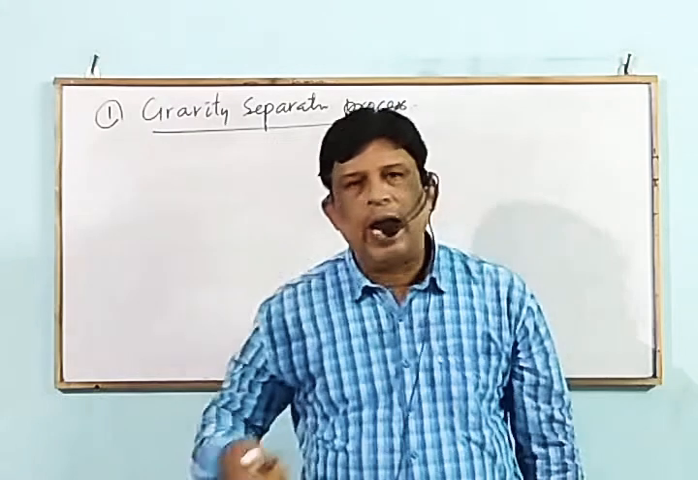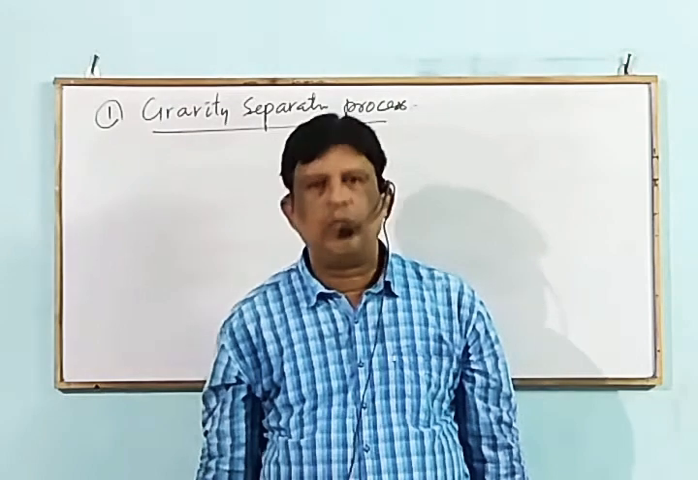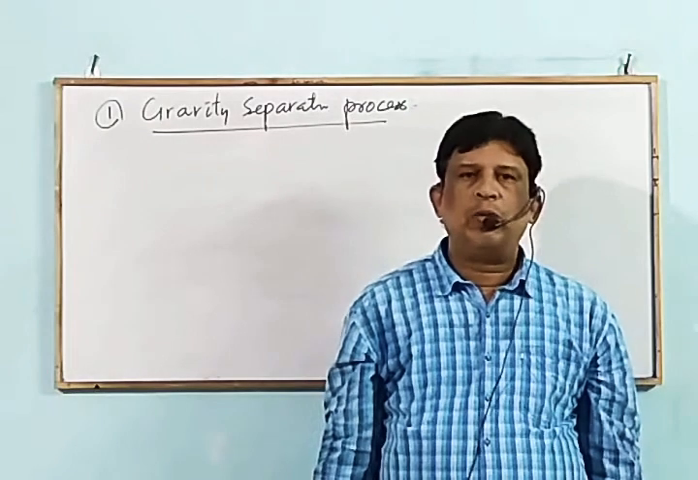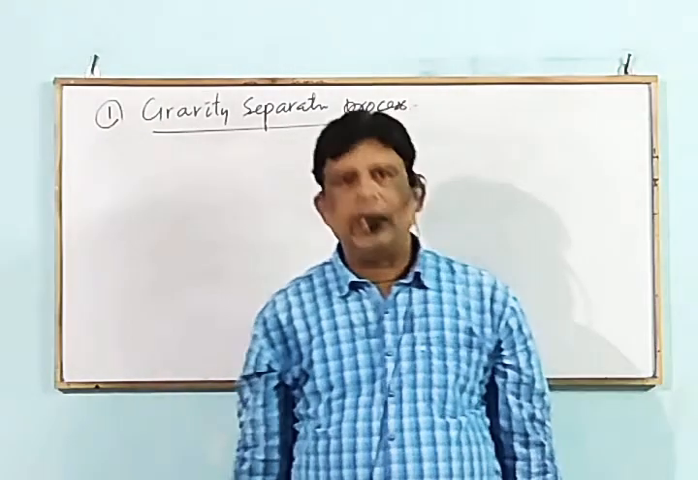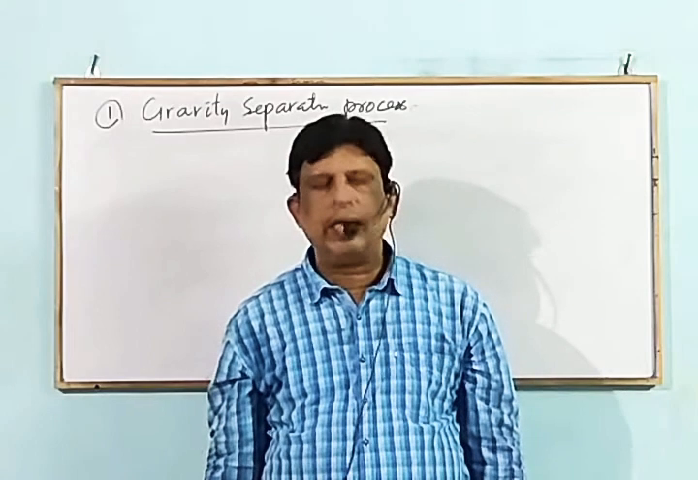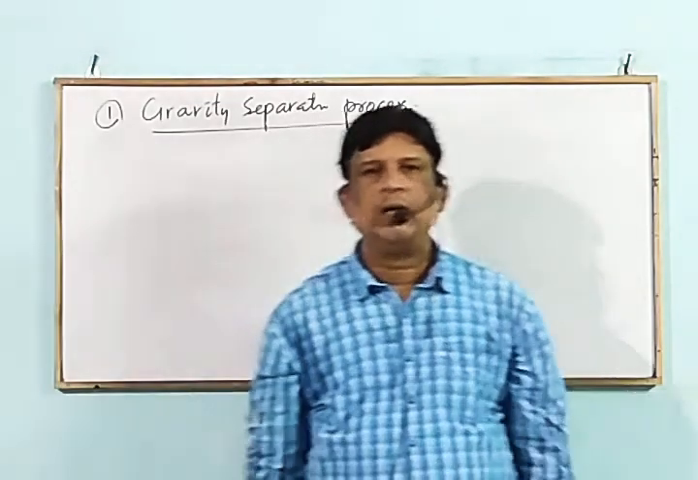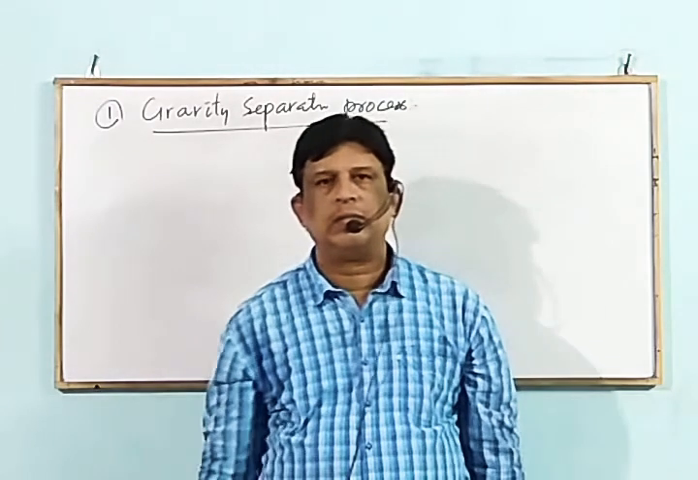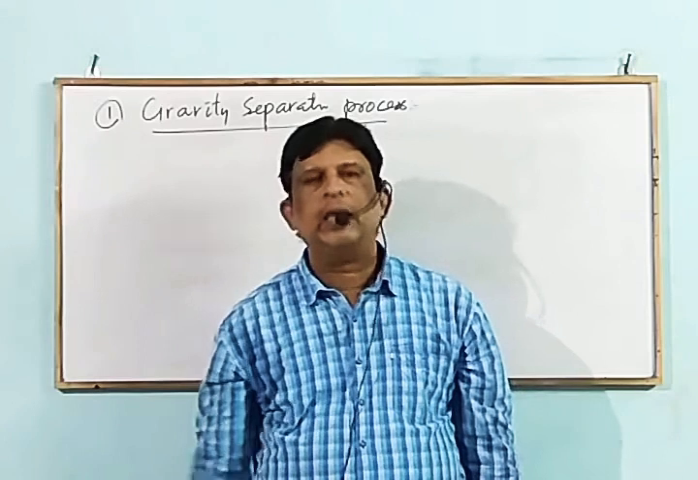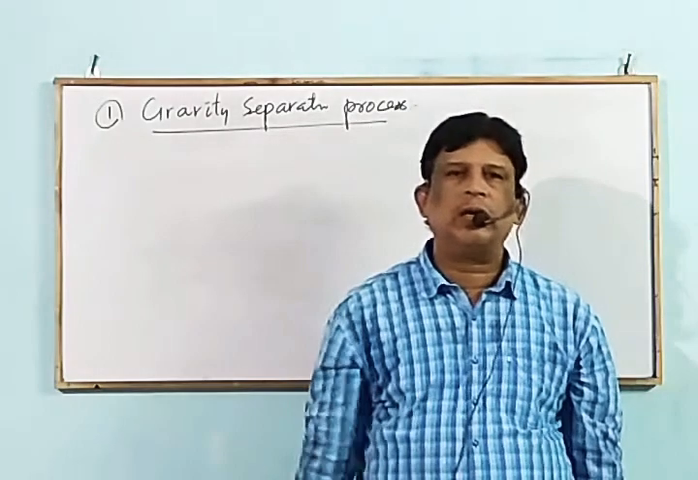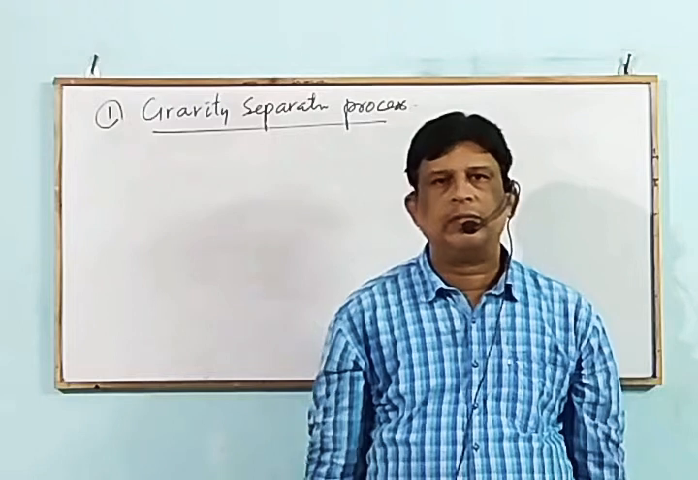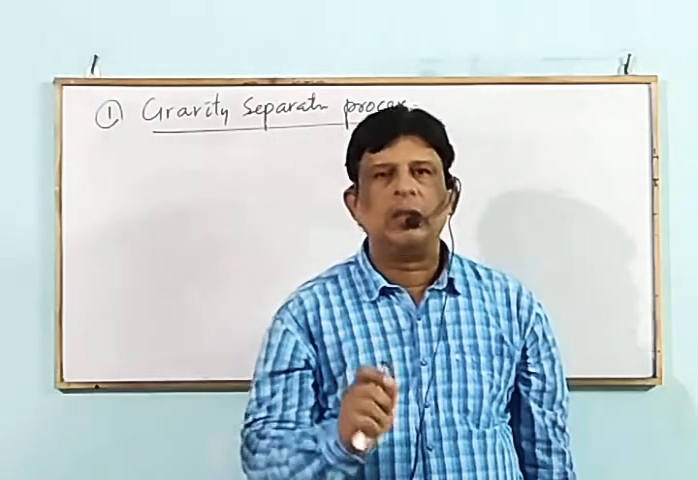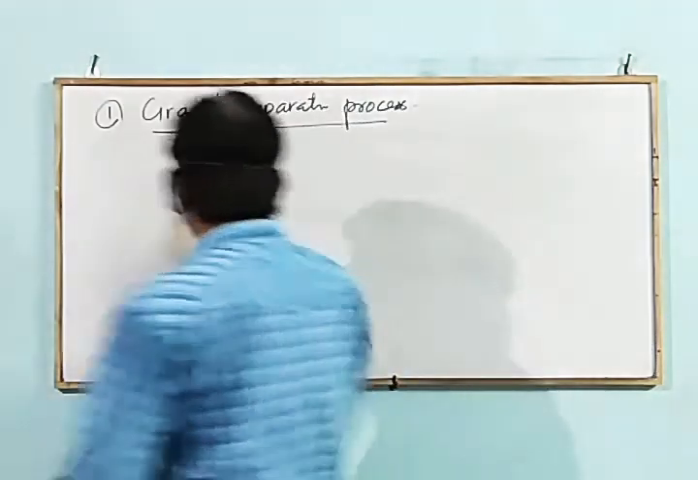and a current of water is blown over it. As a result, the lighter impurities, gangue and matrix, are washed away, leaving behind the heavier ore particles. I repeat again, this process is meant for the oxides of iron. Move to the second one, that is the froth flotation process.